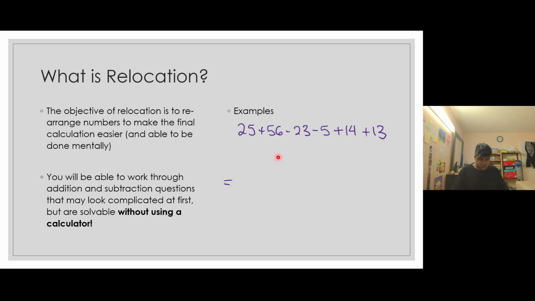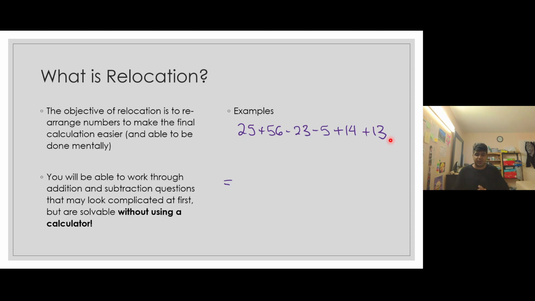So we will work through, first of all, addition and subtraction questions that at first may not look that solvable. You look at this monstrosity: 25 plus 56 minus 23 minus 5 plus 14 plus 13. It definitely seems like, hey, this is not really something we can do. It looks difficult. It looks very nuanced. And you just don't think you can solve it that easily.